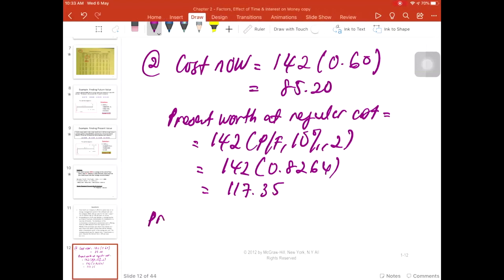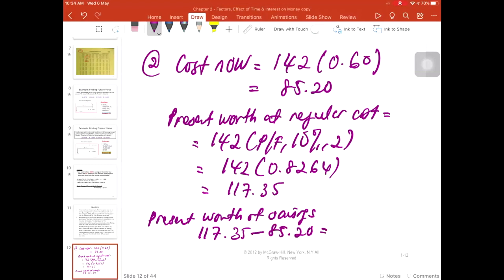So the present worth of saving is 117.35 minus 85.20. Then you will get 32.15.